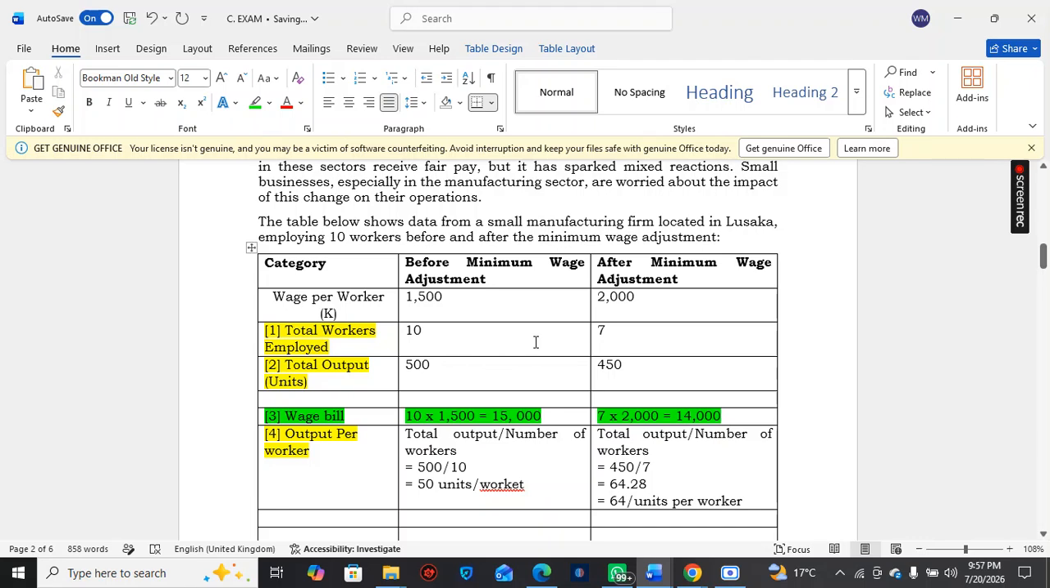Remember this, colleagues. Whenever there's a minimum wage increment, what happens in the labor market? Some workers get laid off. Why? Because labor costs increase for the employers, so the employers can't maintain the same number of workers when their wages increase. So they have to lay off some workers.